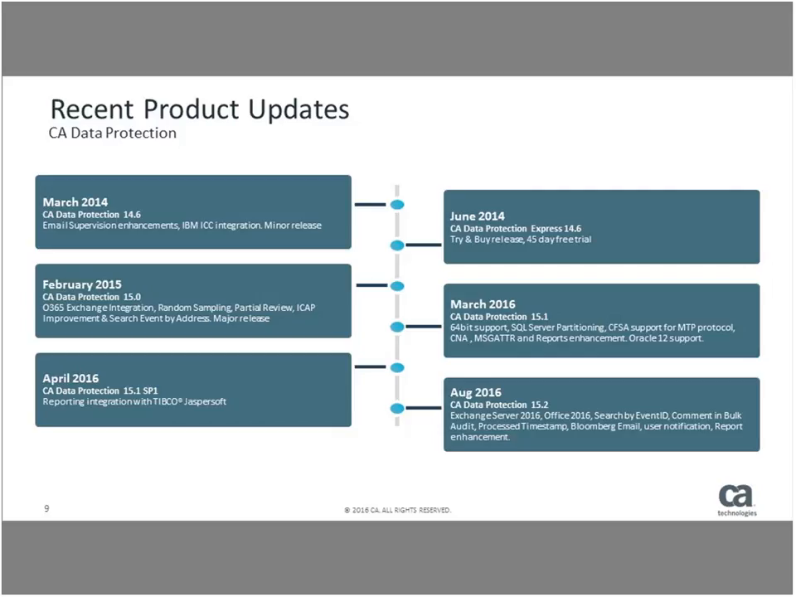In March 2016, this year, we released Data Protection 15.0 and 15.1. And in April, we released 15.1 SP1, which has JasperSoft support for reporting. And in August this year, we released Data Protection 15.2. I'll be covering the last two, 15.1 and 15.2, in more detail in the next slides.